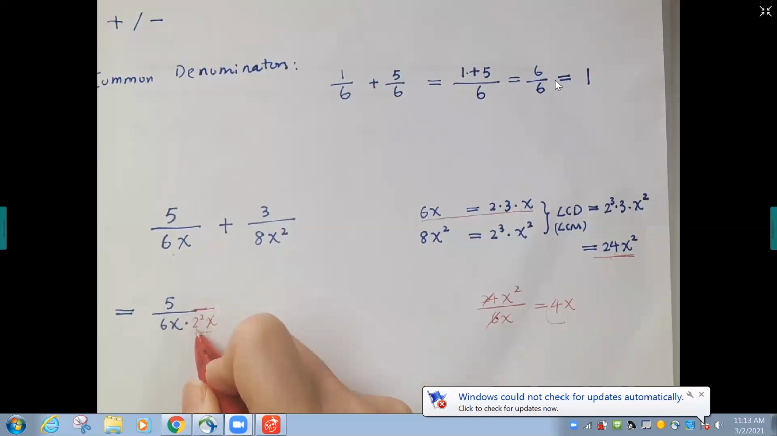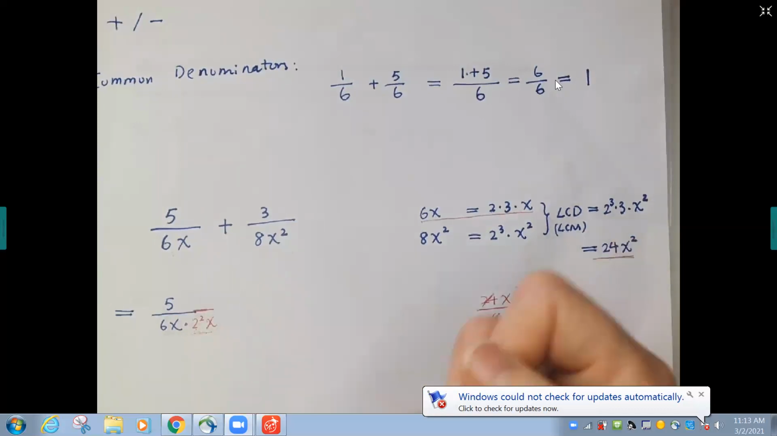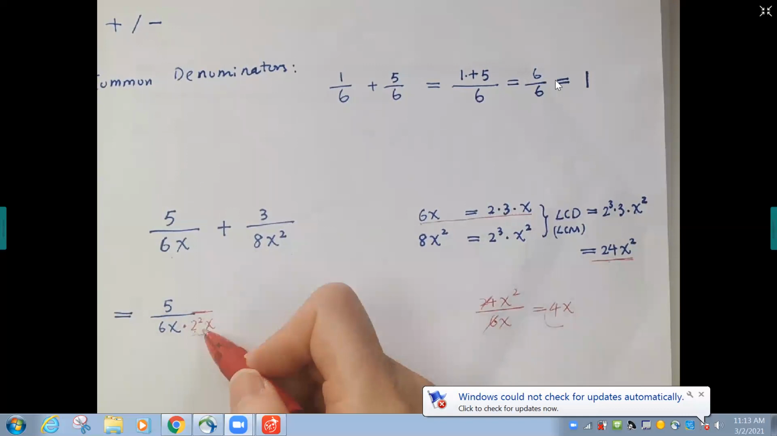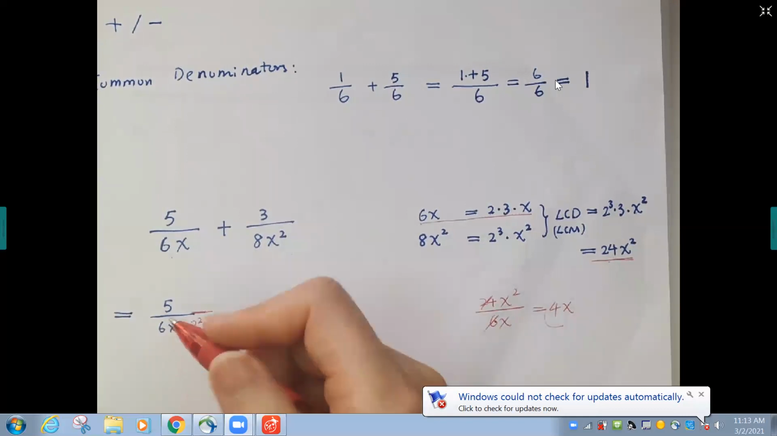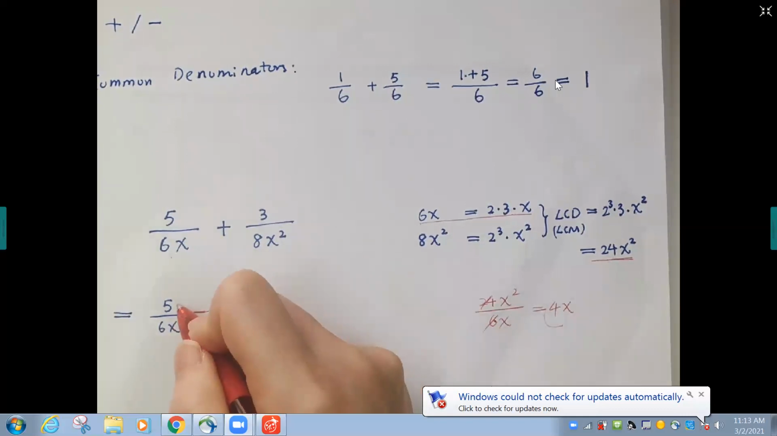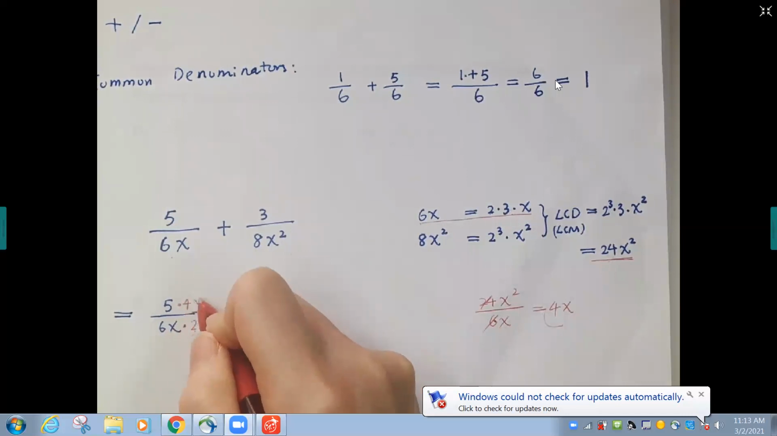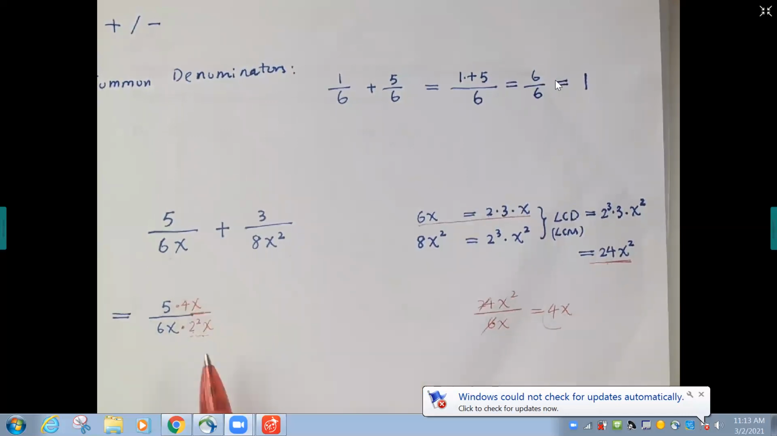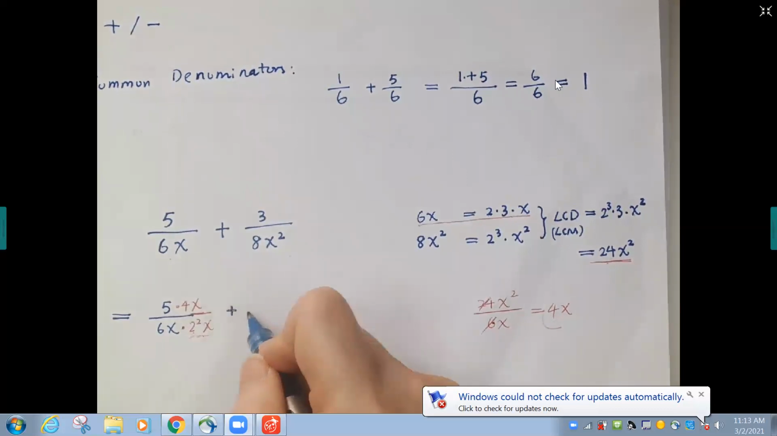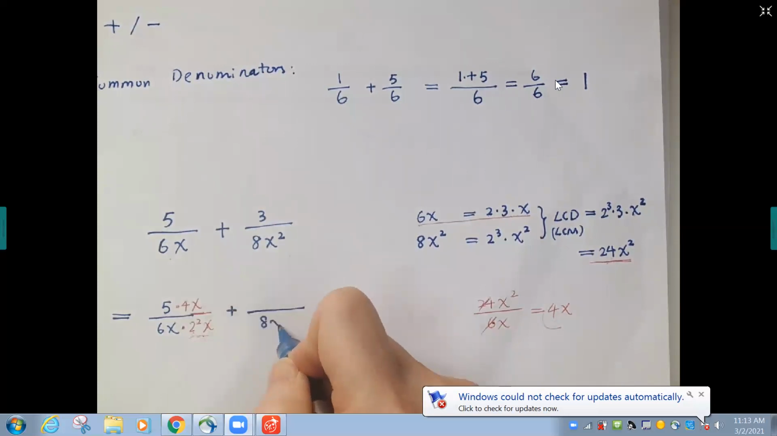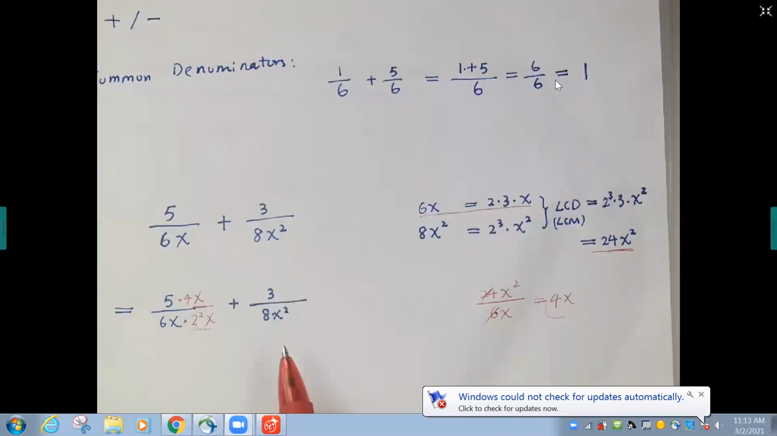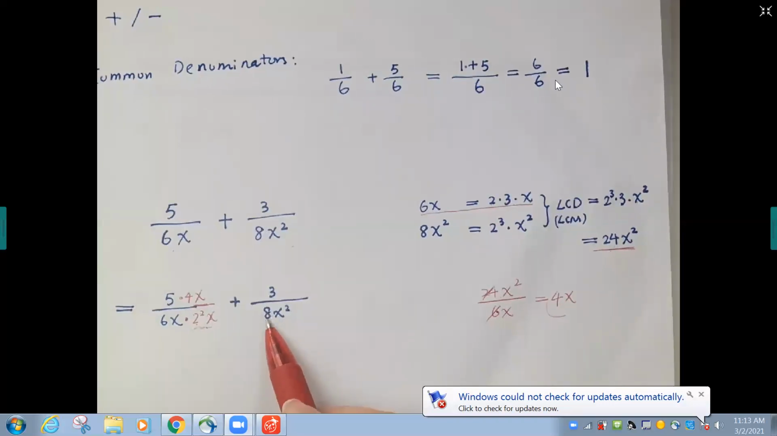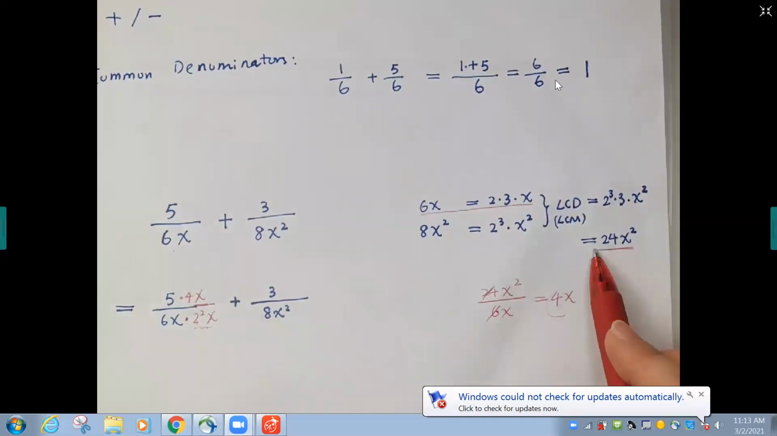It's the same thing. Then just remember, whatever you do to the denominator, always do the same thing to the numerator. So the numerator should also multiply by 4x. You can write this as 2 squared x or 4x. They're equivalent. Add. Then copy the second term down. Take your time. Then do the same thing. How can I turn 8x squared into 24x squared?